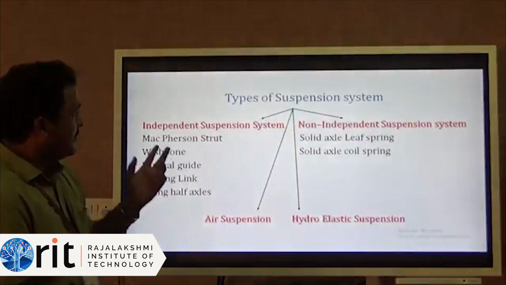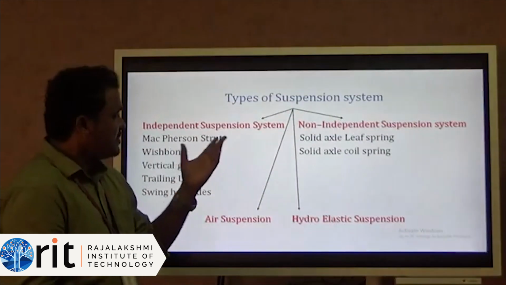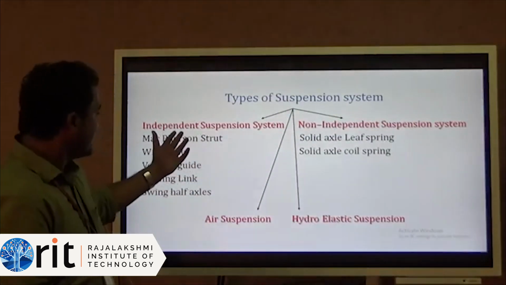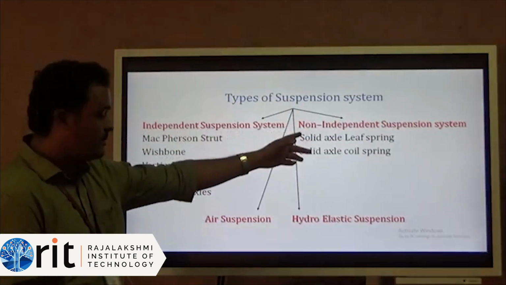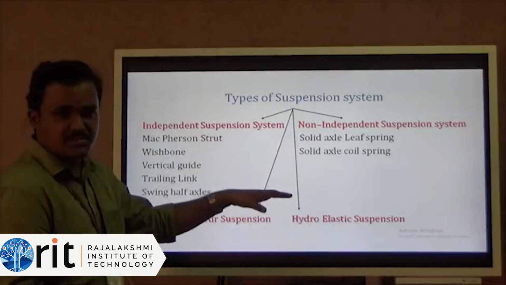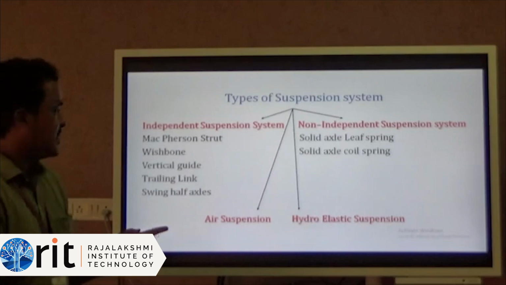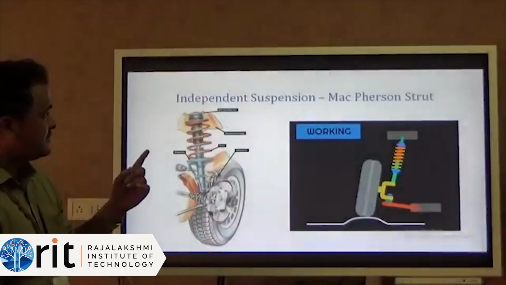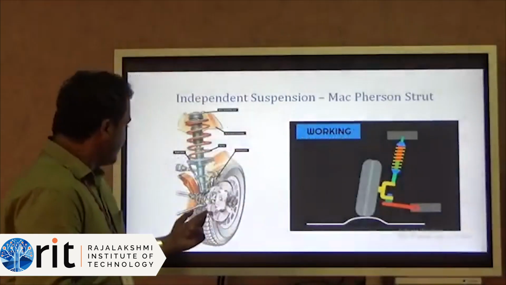The next one, we will deal with the types of suspension system. Broadly it is classified as independent suspension system, non-independent, and air, hydraulic and electric suspension. These are the four major systems. We will deal with each and every system here. So first one, independent system, MacPherson strut. This is the independent system.